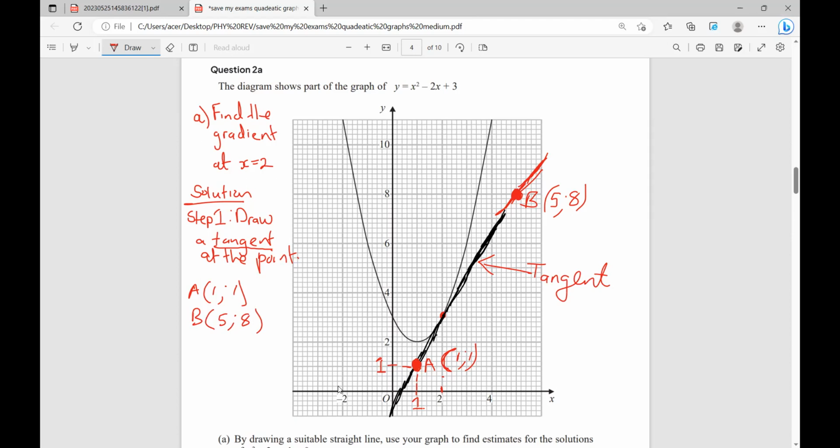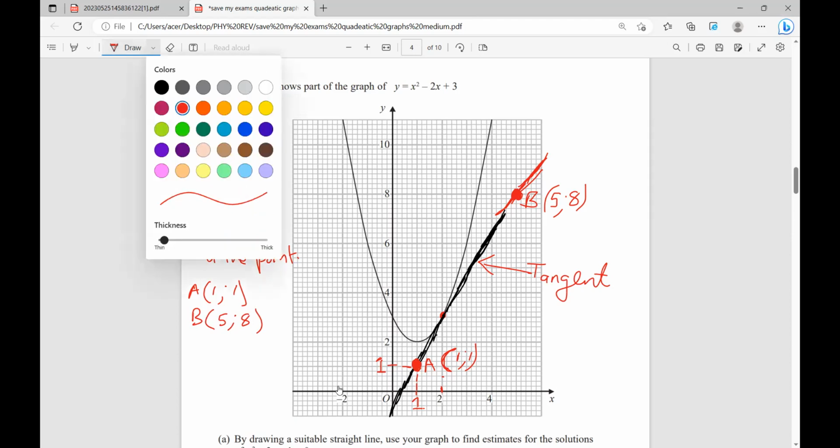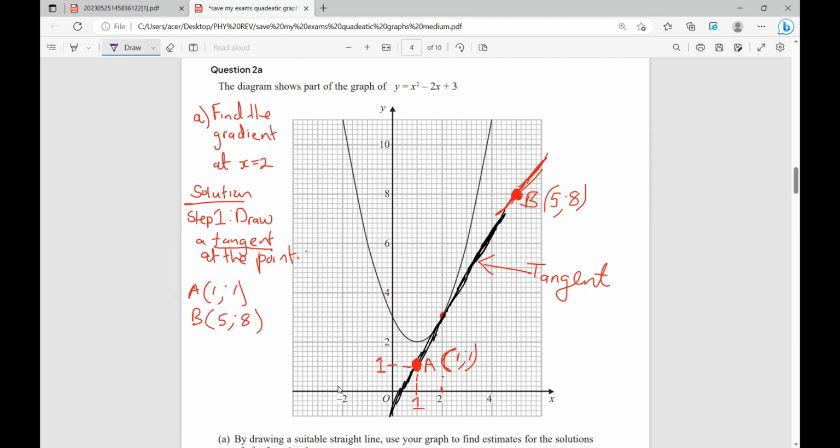Remember, whenever you want to find gradient, you must use the formula for gradient. So let me use blue for this next part. So we have M is equal to what? Do you still remember the formula for gradient? M is equal to y1 minus y2 over x1 minus x2. Excellent. You're going to memorize it in time, and it's a good start.